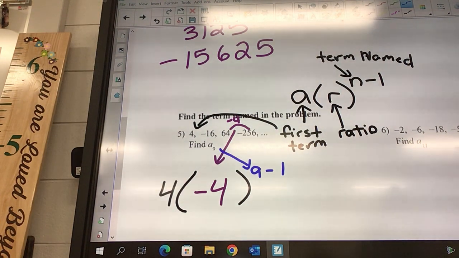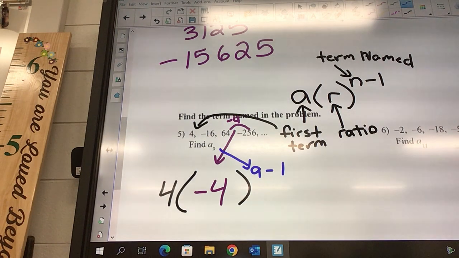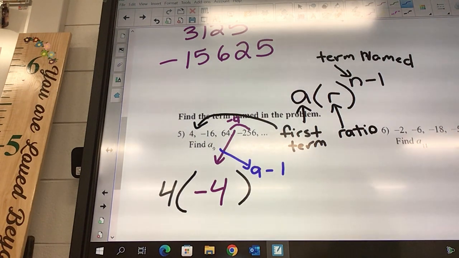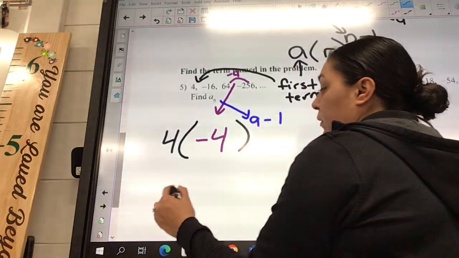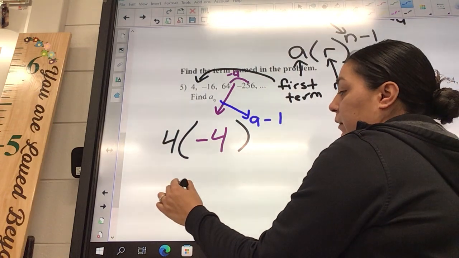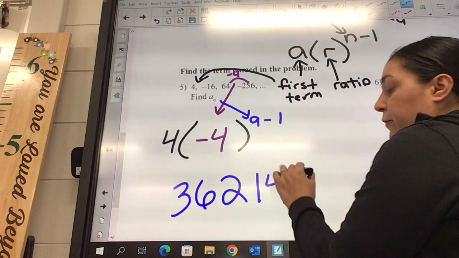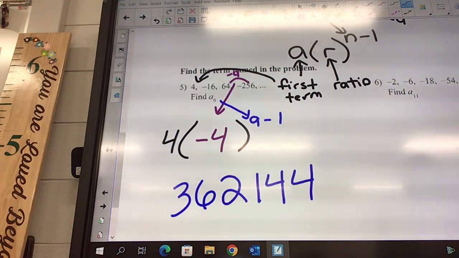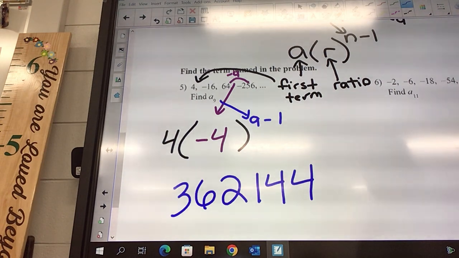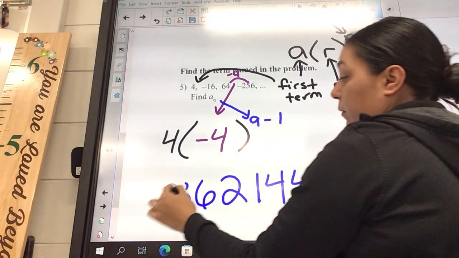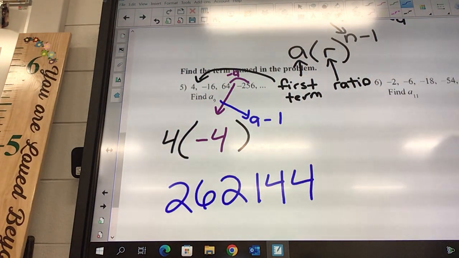Okay, and again, if you're using those weird calculators, you have to just do the 8. So take a second, type that in. What number do you get? Just read me the number. 144. Somebody agree with that? It should be a 2, not a 3. 262,144? Okay.